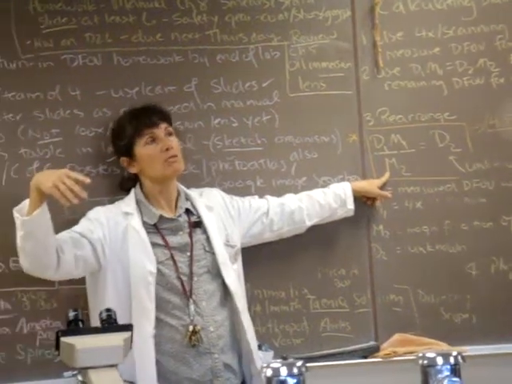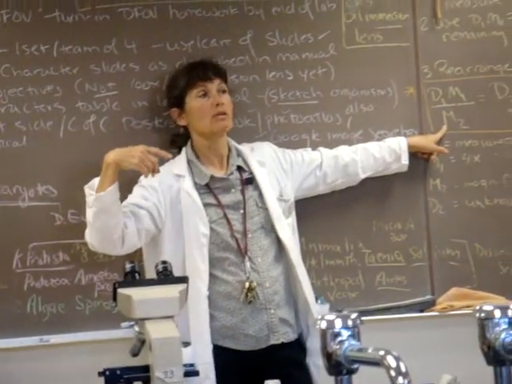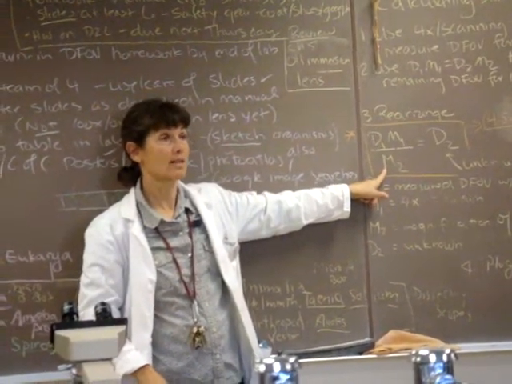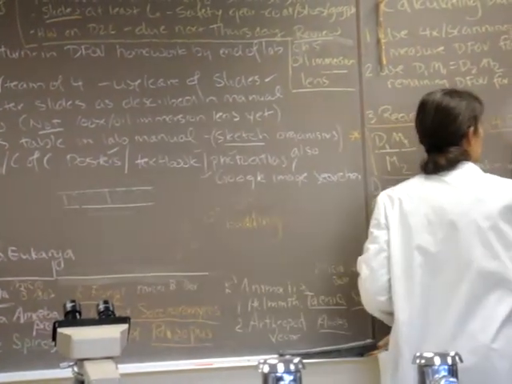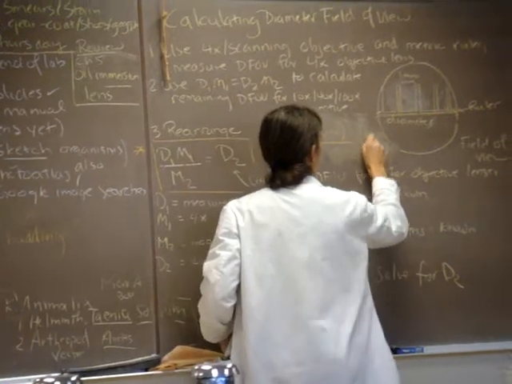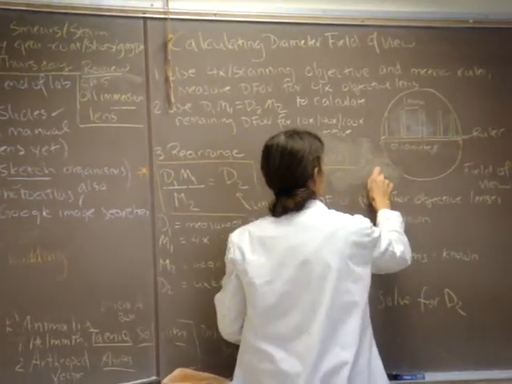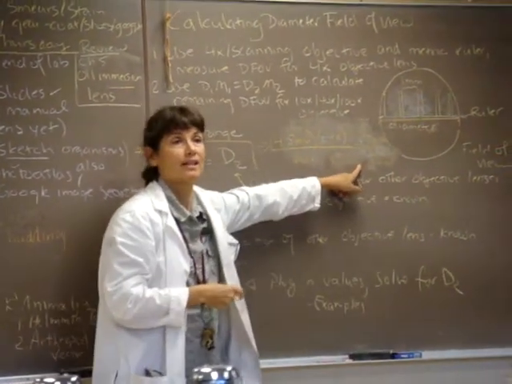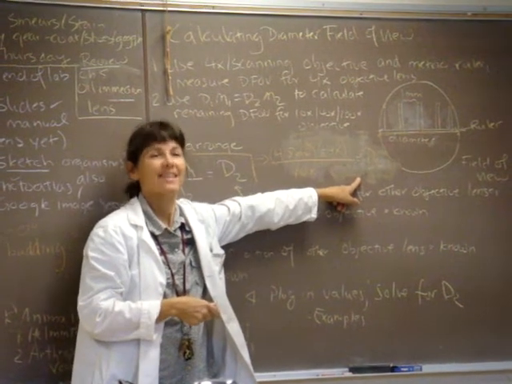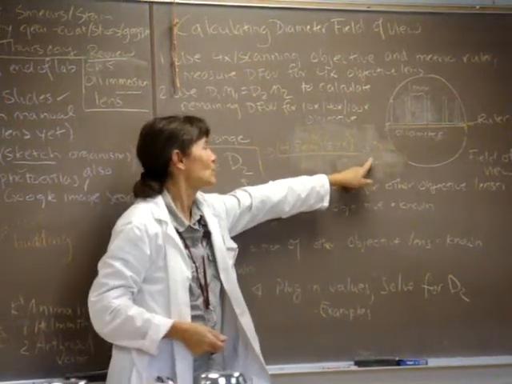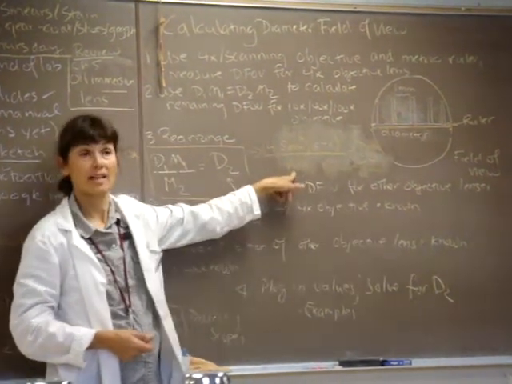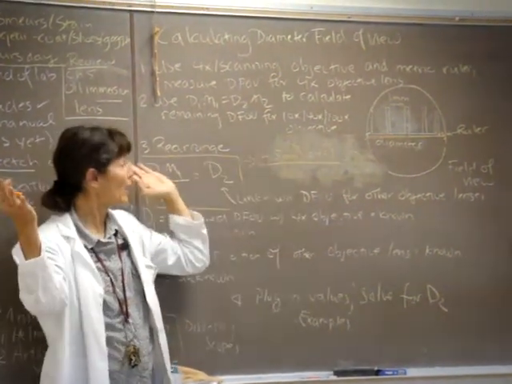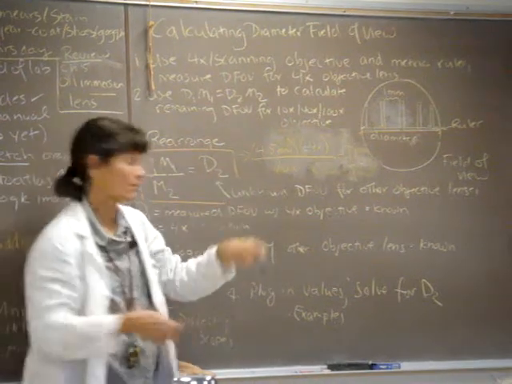So let's do the calculation for the low power lens. What is the magnifying power of my low power lens? 10x, right? Okay, so I'll put 10x in here. And this is my unknown. What is D2, do you think? Diameter of the 10x. That is right. This is what we're solving for. This is the diameter of the field of view using the 10x lens. Does that make sense? Wow, that's not too bad. Now it's just math, right?